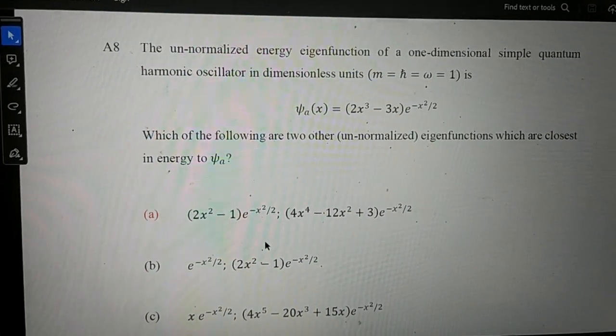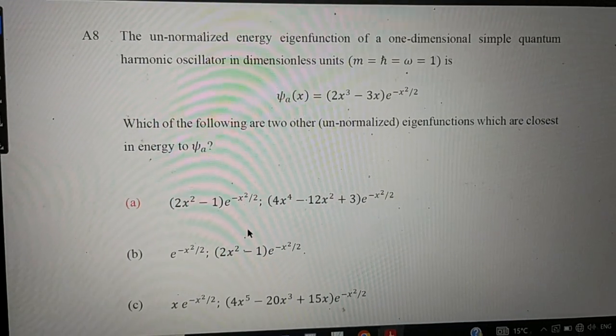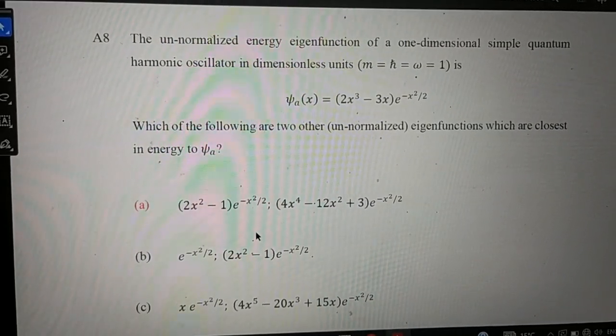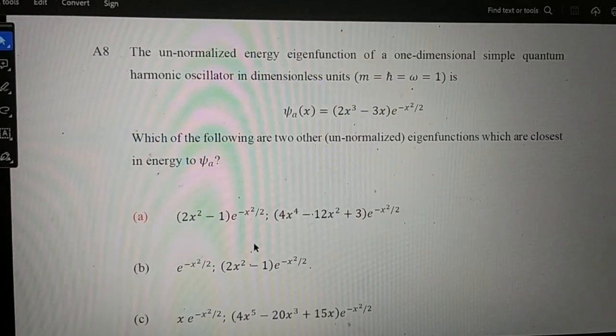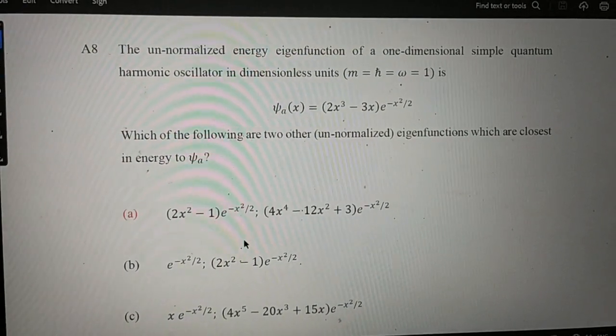Now question number 8. There is given an unnormalized eigenfunction of a one-dimensional simple quantum harmonic oscillator. So you can check this harmonic oscillator wave function. It is actually a cubic equation, 2x cube minus 3x. That means this wave function has 3 nodes.